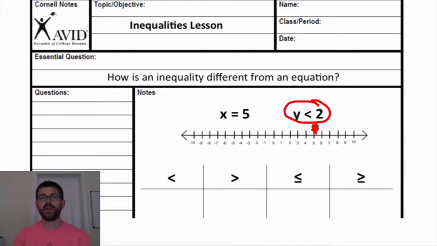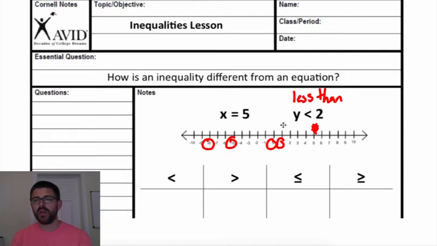So this one we would read as y is less than 2. Well, there's lots of numbers that are less than 2. It's not just one number. So like 1 is less than 2. 0 is less than 2. -5 is less than 2. -8 is less than 2. 1.5 is less than 2. 0.25 is less than 2. There's lots and lots and lots of numbers that are less than 2.